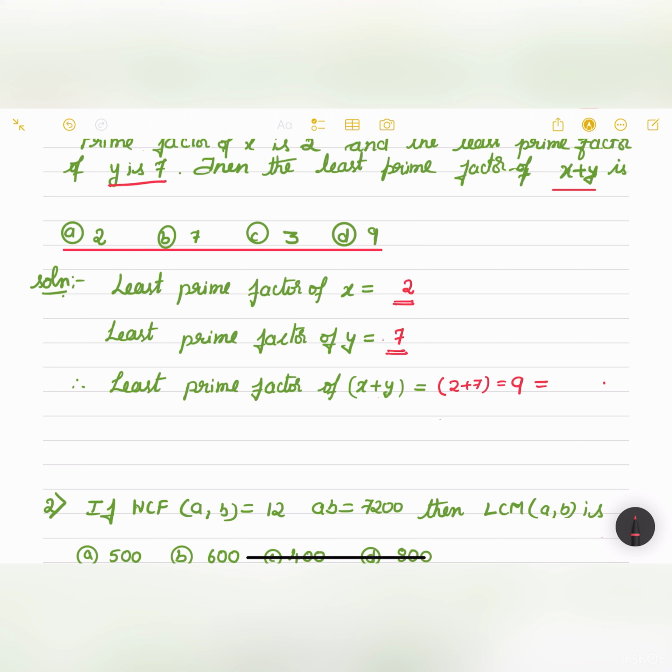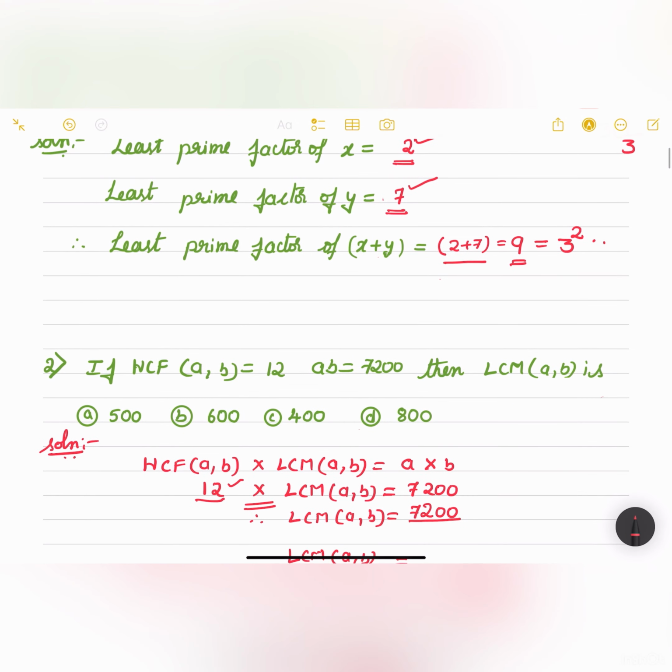Least prime factor of X is 2 and least prime factor of Y is 7. Least prime factor of X plus Y is how much? So 2 plus 7, that is 9. And we need to find out the least prime factor of 9. 9's factors are 3, 3's are 9. So it is 3 square. And therefore the least prime factor of 9 is nothing but 3. Option C. Let's go for the second one.